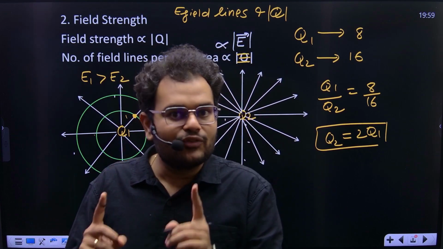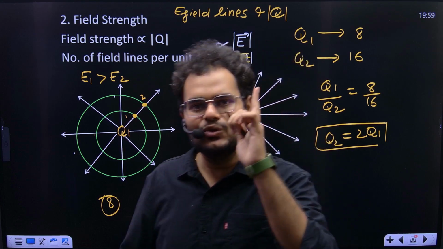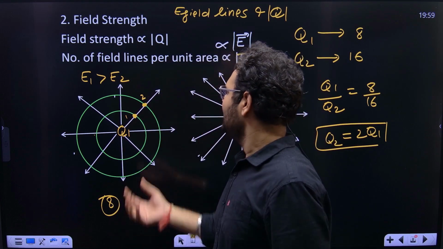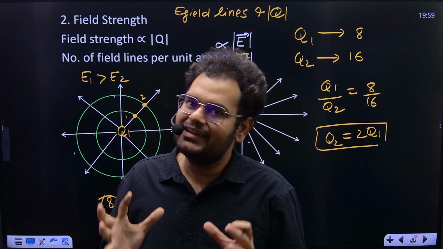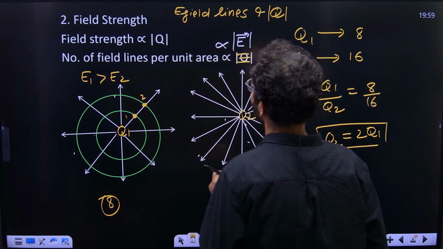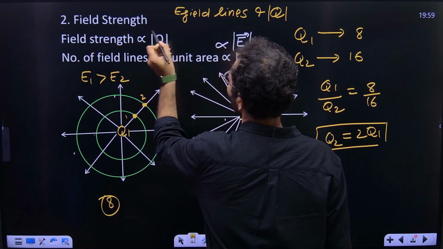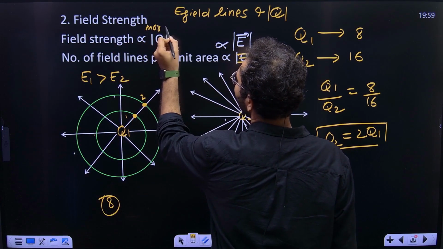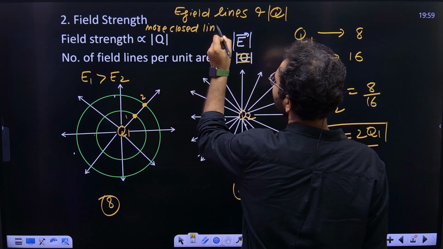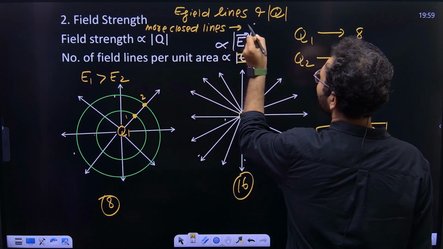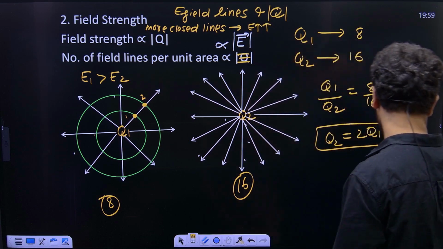So what do you understand from this slide? Number 1, the number of electric field lines is directly proportional to charge, and number 2, the more closed the electric field lines are, the higher its magnitude. So I will write here: more closed lines, then electric field is higher. Simple, sir. Okay, sir.